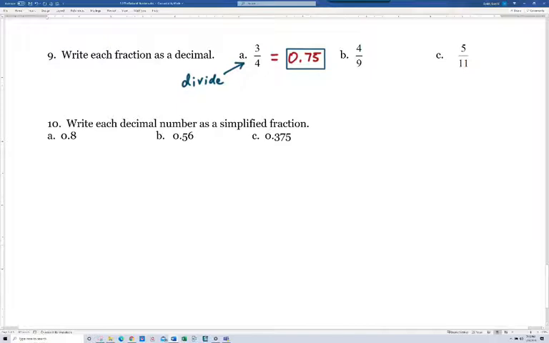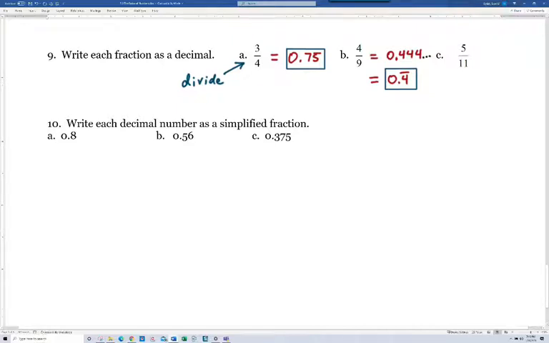0.75 or 75 hundredths. On letter B, 4 divided by 9, you should get a bunch of 4s. This actually keeps on going. And the way we write that is the number that repeats gets a bar over it, and so this is 0.4 with a bar over it.